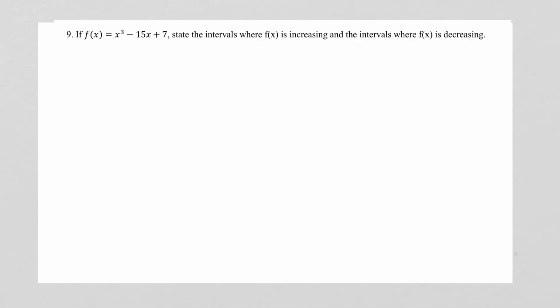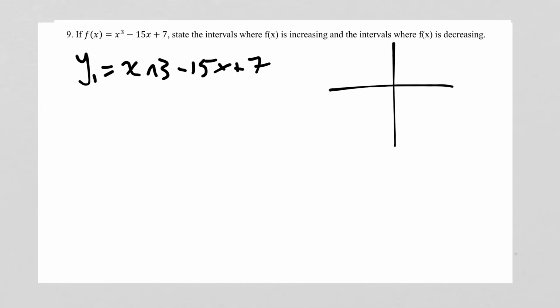Alright, problem number 9. State the intervals where f of x is increasing and decreasing. So graph it. y1 equals x cubed minus 15x plus 7. Go ahead and do a zoom 6. If you do so, it's going to look something poopy like this. Boom. Kind of chunky and weird like that, but use what you know about the mother function.